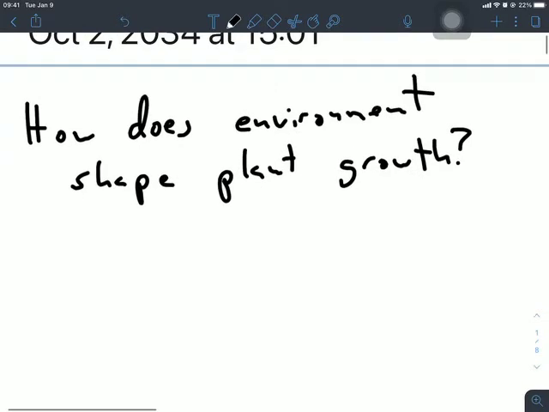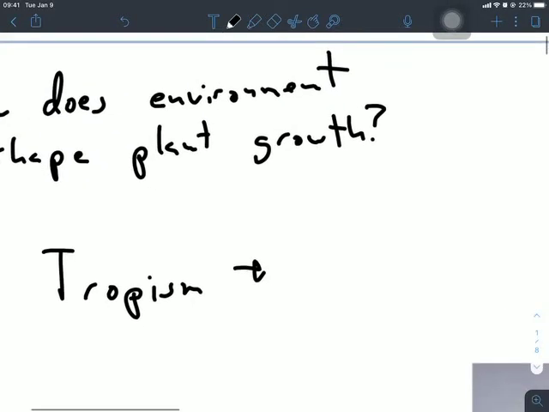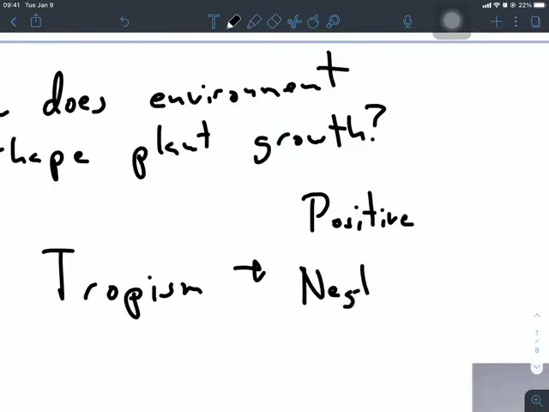These various responses to the environment are collectively known as tropisms, of which there are two different varieties. Positive tropisms, where the plant will detect a signal and grow towards it, and negative tropisms, where the presence of a signal will cause a plant to grow away from where that signal is coming from.